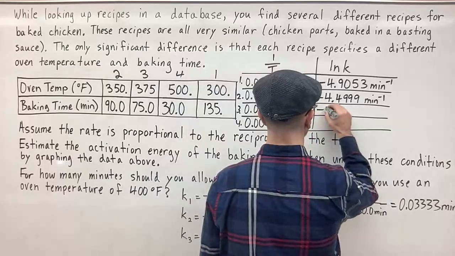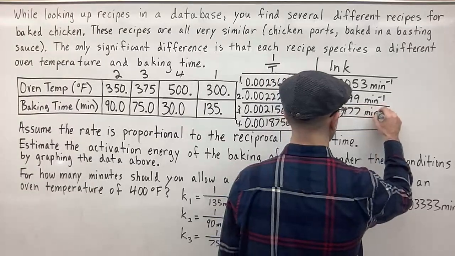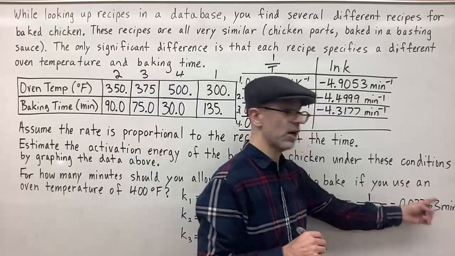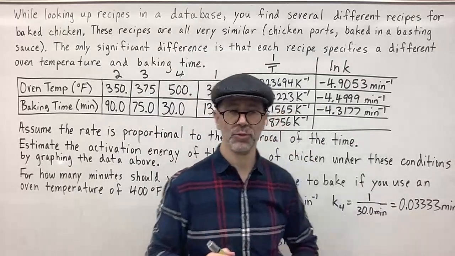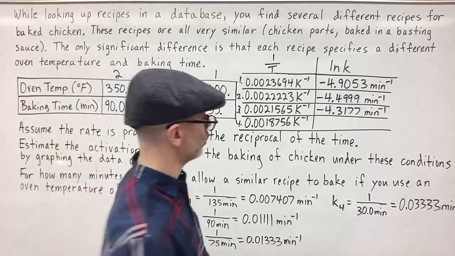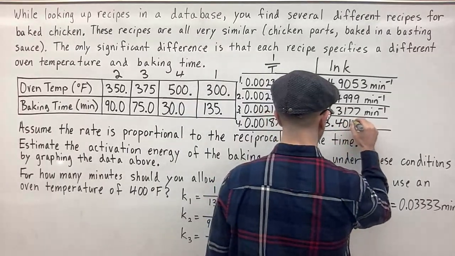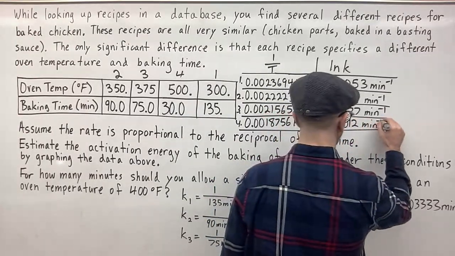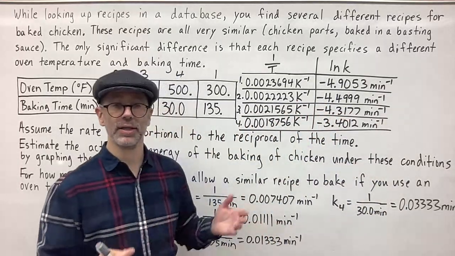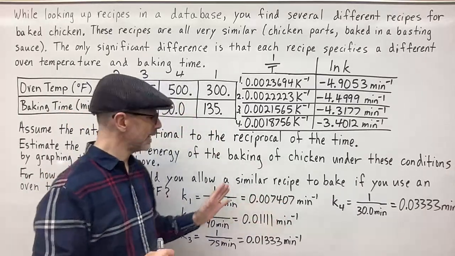And then for this one, I took the natural log of that value, and I got negative 4.3177 per minute. And then finally, I took this value here, and I got the natural log of that one. When I did that, I got negative 3.4012 per minute.